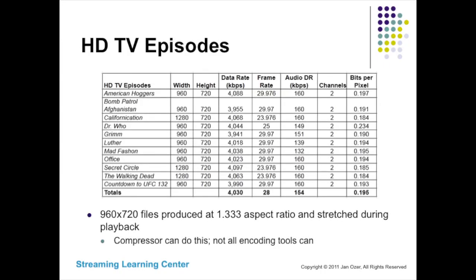What about HDTV? A couple of interesting things here. These were all produced to display at 720p. So even though the width of the file was 960, when the file was played, it was zoomed out to a full 1280, by messing with the aspect ratio during compression. So I'll show you what that looks like in a second with the SD files that I'm going to talk about. But that's something you can do with some encoding tools, but it's not something you can do with all encoding tools. I know you can do it with Compressor.